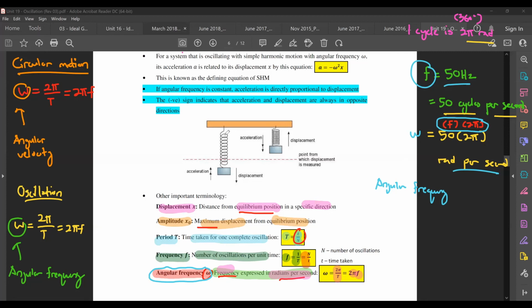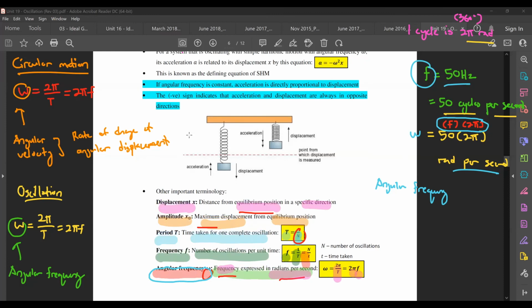All right, so just to recap a little, it's different from your circular motion omega. In circular motion, it is angular velocity. In that chapter, angular velocity was the rate of change of angular displacement. These are different things altogether, although the equations are the same. So just be careful about that.